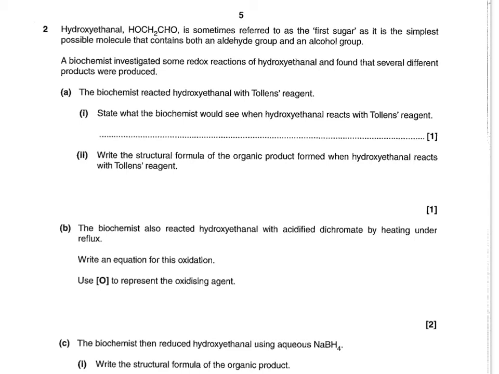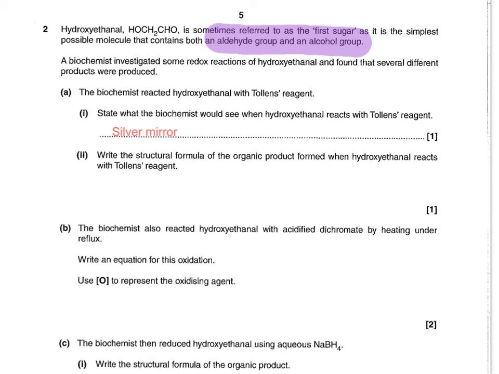So it says a biochemist investigated some redox reactions of hydroxyethanol and found that several different products were produced. Now I forgot to mention that the question actually tells you that there's an aldehyde group and an alcohol group. So I'm just going to put that information highlighted there for you. So it says, state what the biochemist would see when hydroxyethanol reacts with Tollens reagent. So they're not asking you to say what the actual product would be, they're just asking you to say what you'd observe, what you'd see. So obviously, like we've said earlier, you'd get a silver mirror.